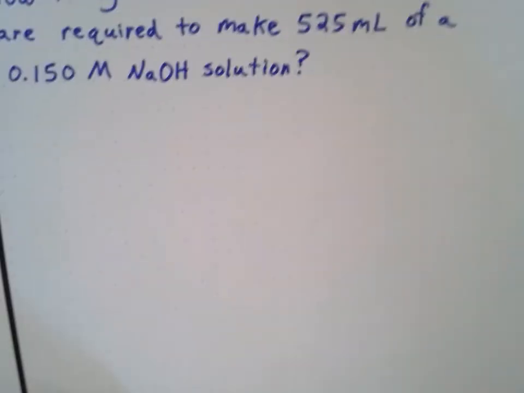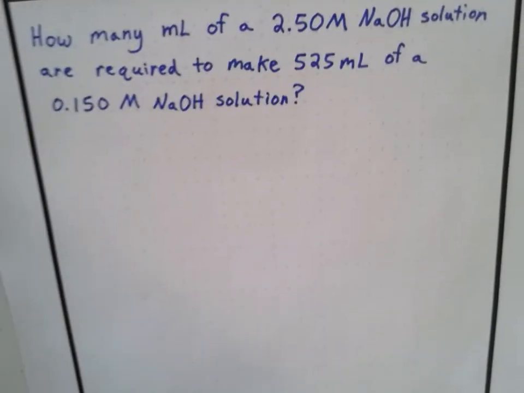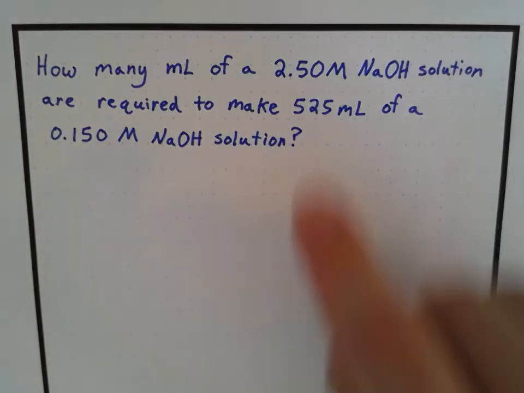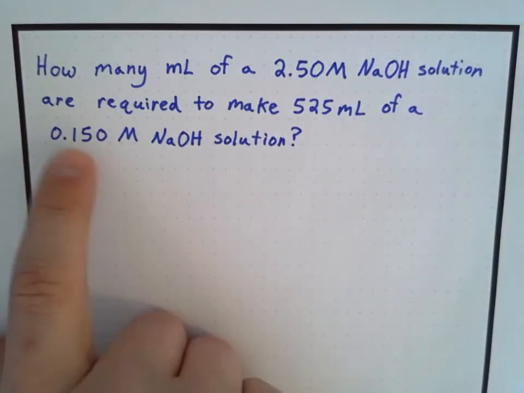So, just got a sort of a baseline kind of question here. I'm going to zoom out a little bit here so we can take a look at this. Okay, so here's a question. How many milliliters of 2.5 molar sodium hydroxide are required to make 525 milliliters of a 0.15 molar sodium hydroxide solution? So again, we are going from something that's more concentrated to something that's less concentrated.